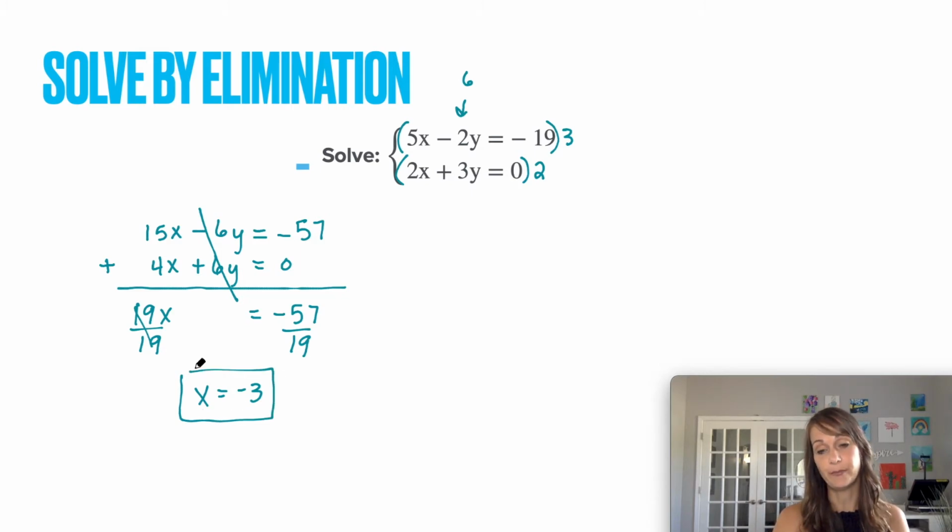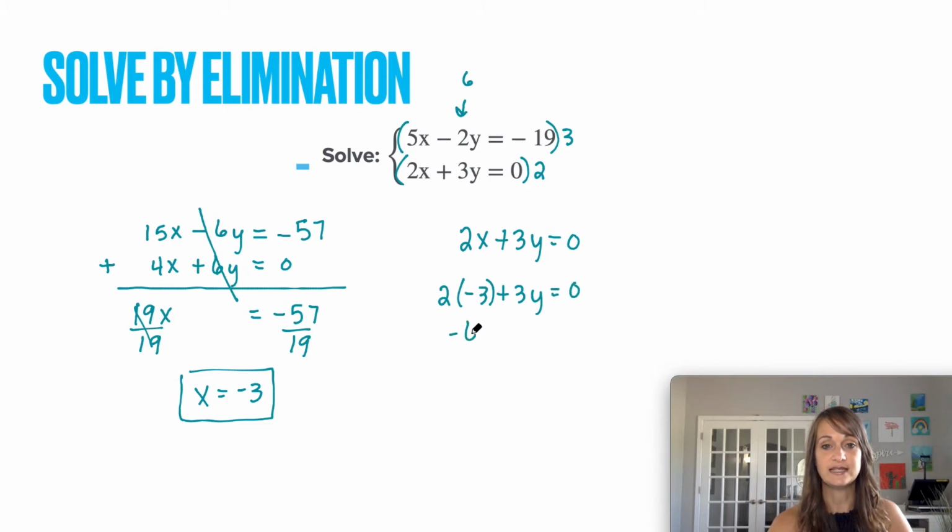Now I need to plug or substitute that back into one of these equations to find the y coordinate. So I'm going to do the bottom equation. Again, it does not matter which one you do. So I'm going to take the bottom equation, which is 2x plus 3y equals 0, and I'm going to substitute my x value.